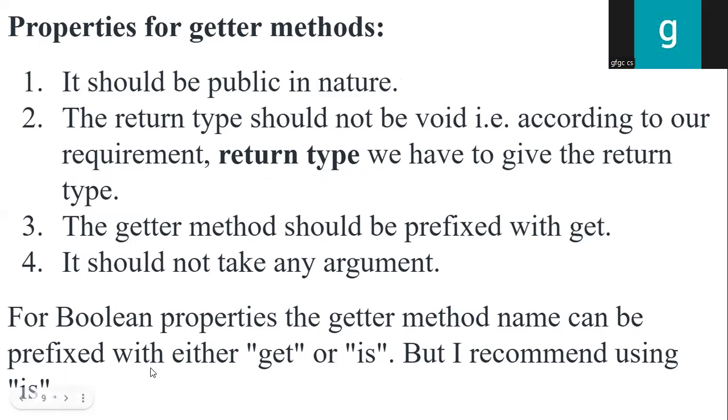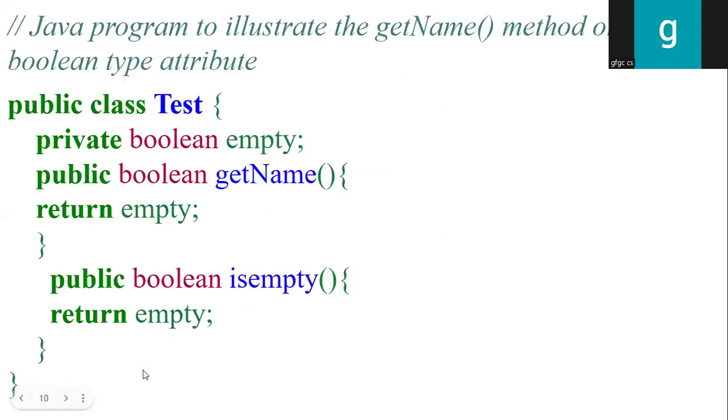Properties of a getter method. First, it should be public in nature. The return type should not be void; we have to give the return type according to our requirement. Third, the getter method should be prefixed with get. Fourth, it should not take any argument. For Boolean properties, the getter method name can be prefixed with either get or is, but I recommend using is.